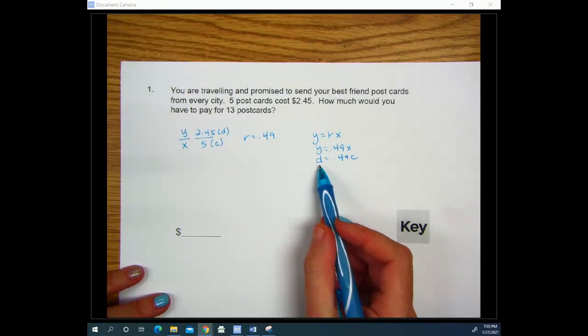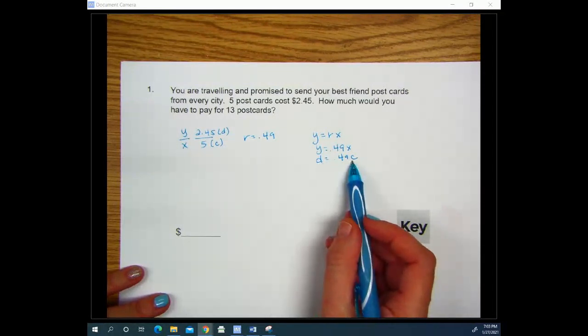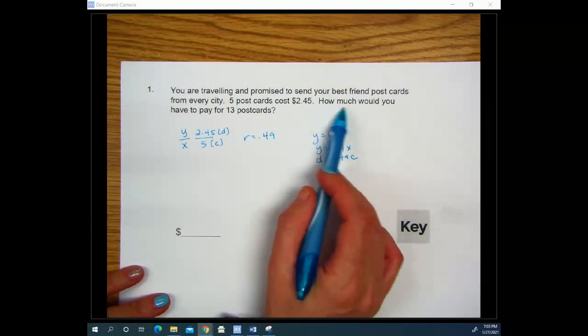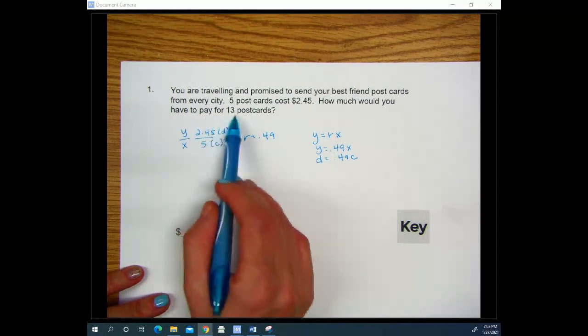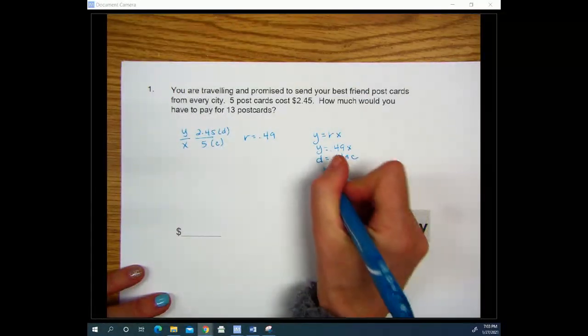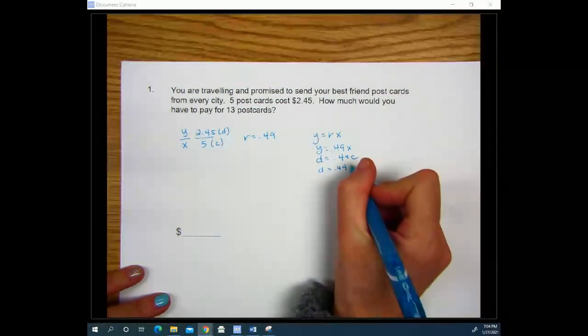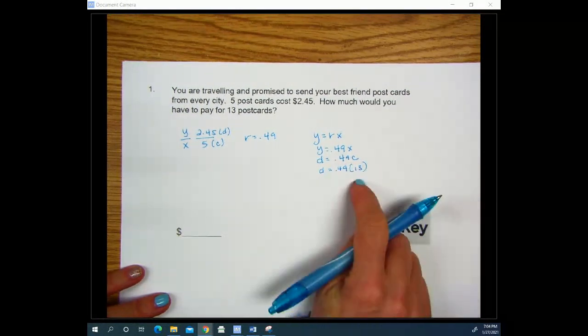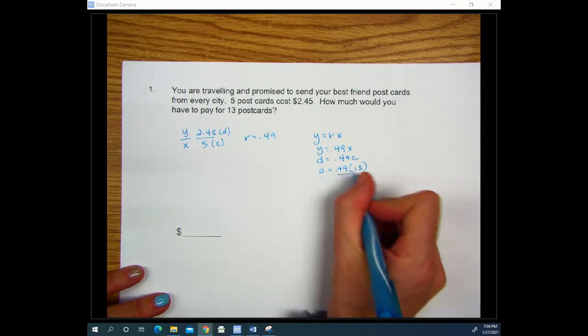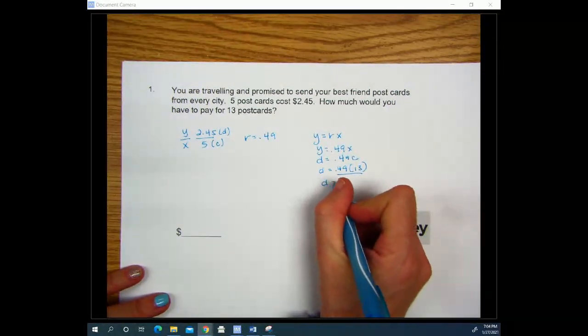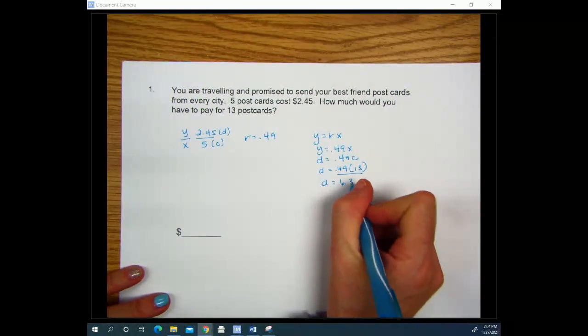And now I'm going to decide whether I'm finding my dollars or my cards. And I know it's asking me how much I would pay for 13 cards. So I don't know my dollars, but I do know that I'm going to buy 13 postcards. So I'm just going to plug in 13 for c. I'm going to do that math. And D equals 6 and 37 hundredths.